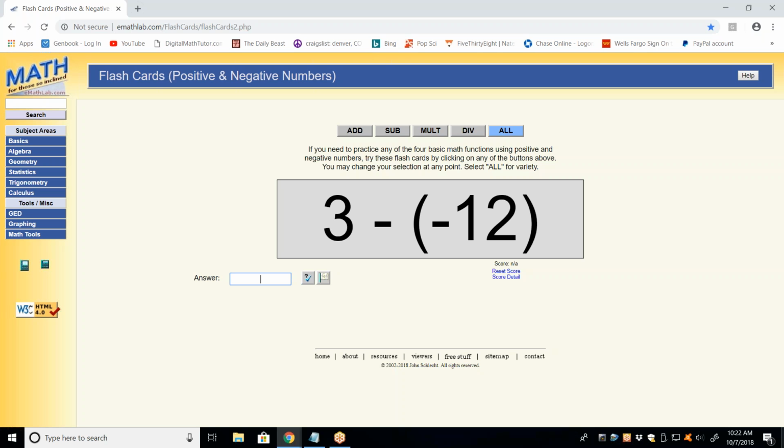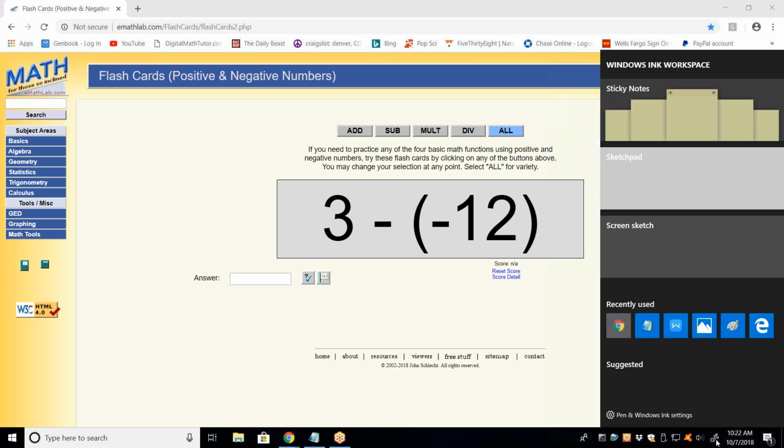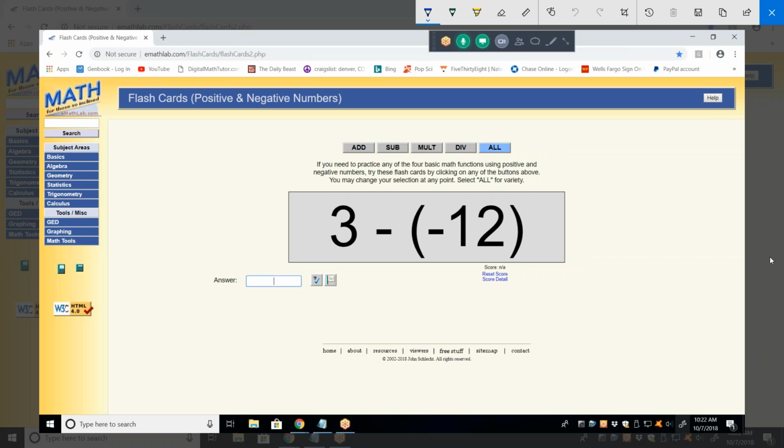But most importantly, I want you to understand how you subtract a negative number. I don't think you understand how to do this. How do you subtract a negative number? When you turn one of the numbers to a positive? You change it from a subtraction problem to an addition problem. How do I do that?